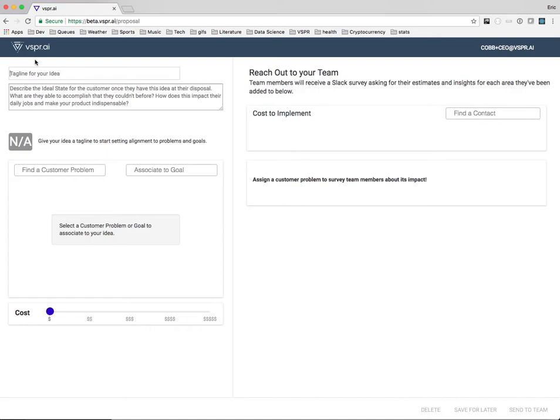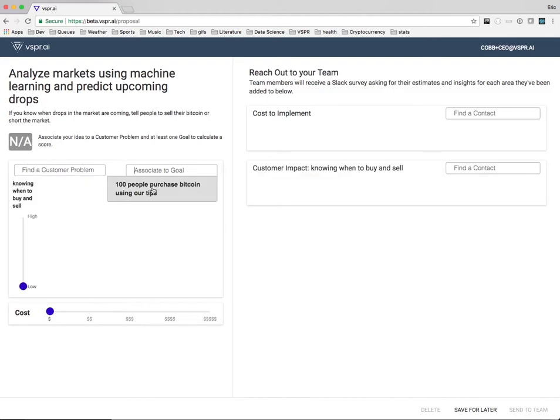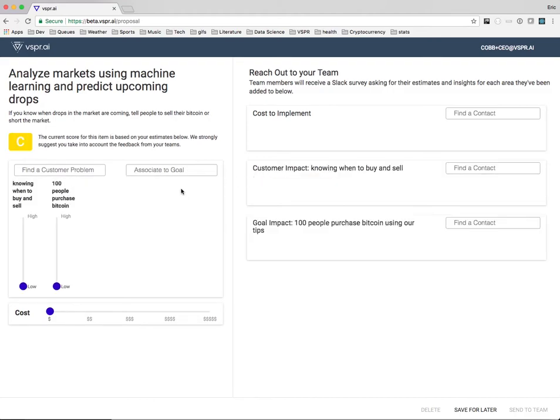So the very first thing that I'm going to have to do in order to get going here is enter a tagline for my idea. That's my quick tagline: I'm going to analyze markets using machine learning and predict upcoming drops. I imagine that this relates to knowing when to buy and sell, people who buy and sell Bitcoin, and the goal of 100 people purchasing Bitcoin using our tips.